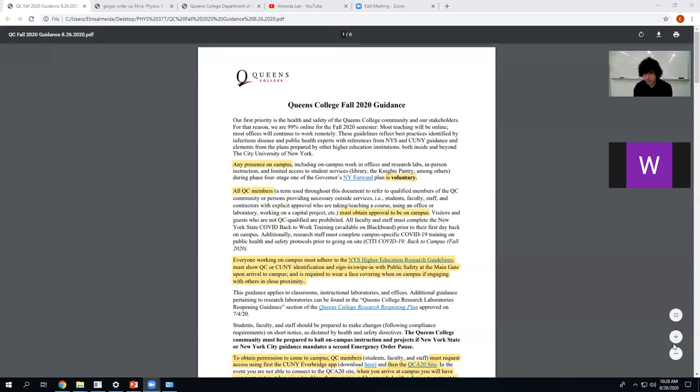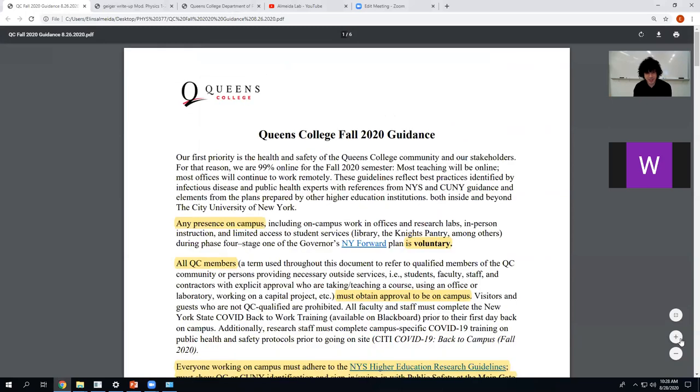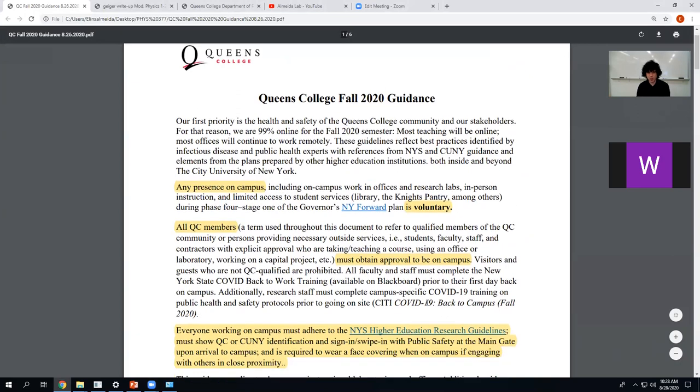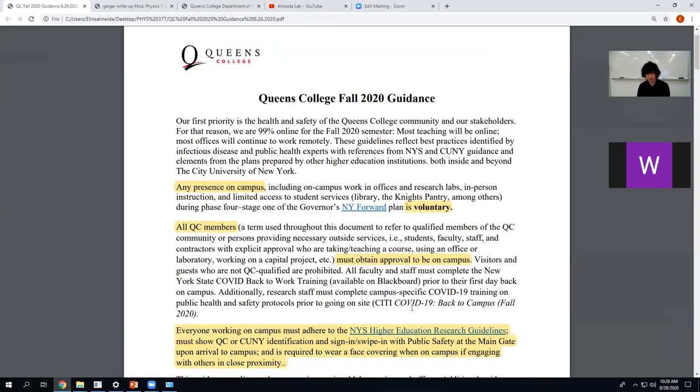Also, let me zoom in here because this might be small, depending on the size of your screen. So all QC members must obtain approval to be on campus. So that includes me, that includes you. So we should be approved to be on campus, and you should download an app that I'll explain later, Everbridge. So each day you come on campus, you should fill up a form in this app, the Everbridge app.